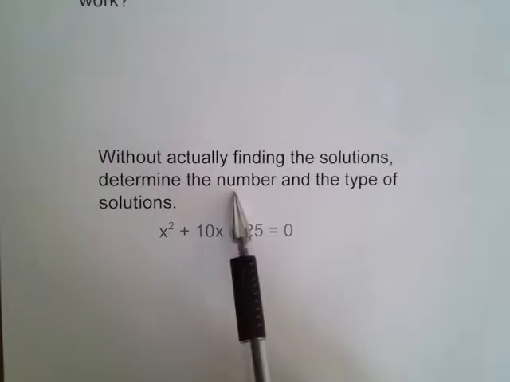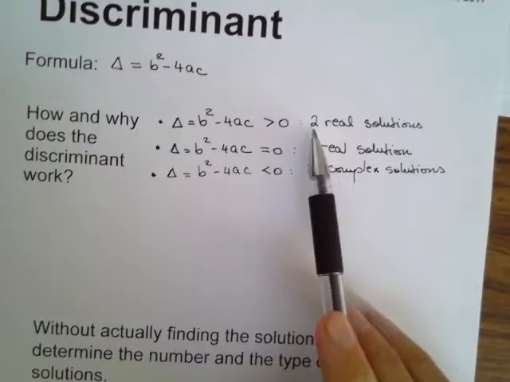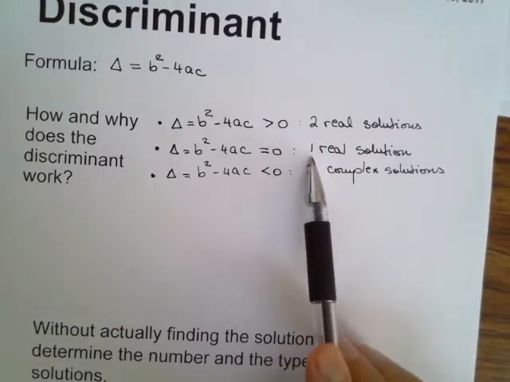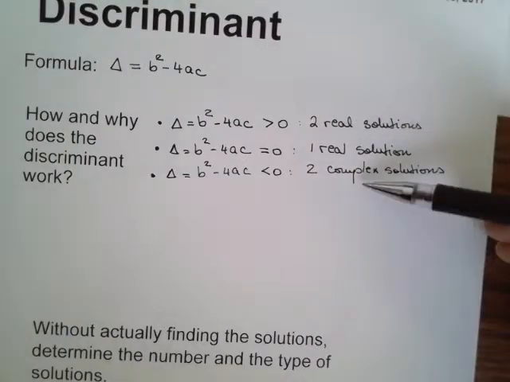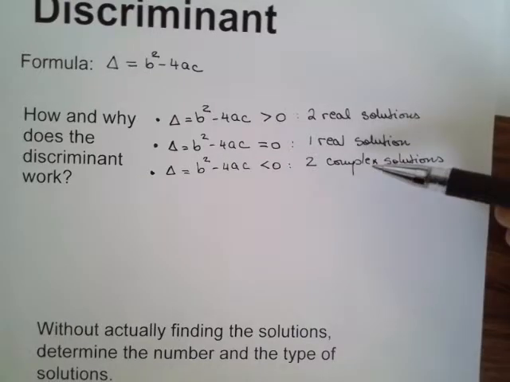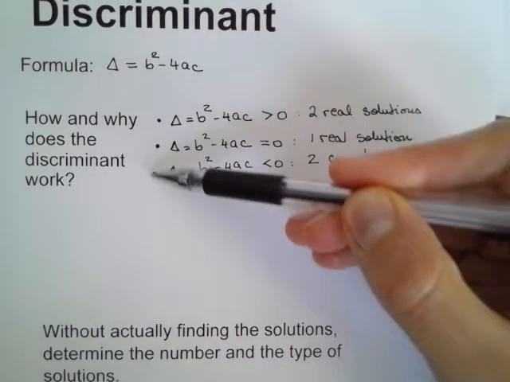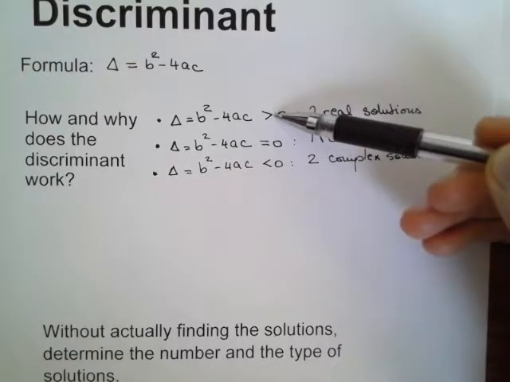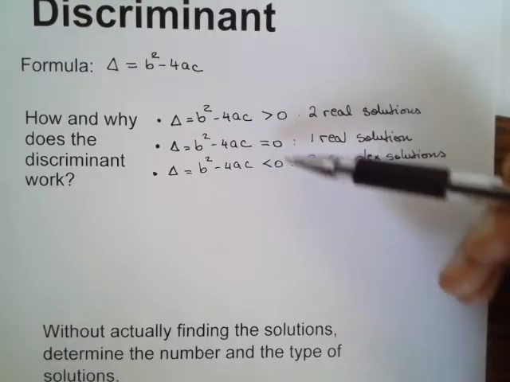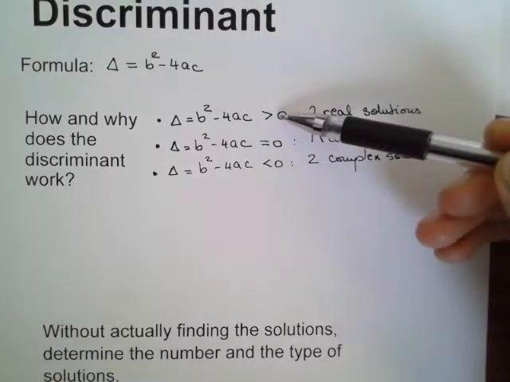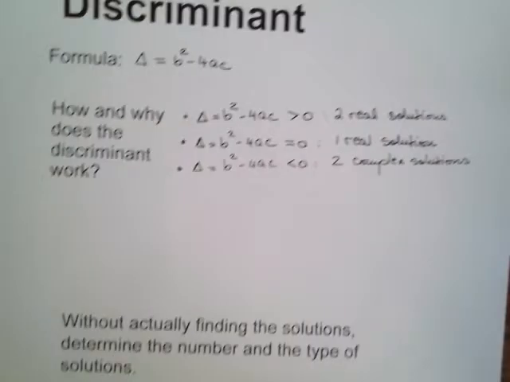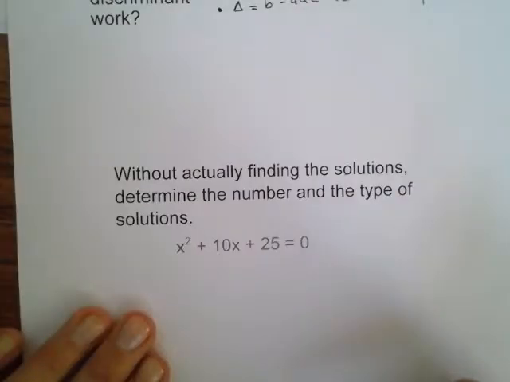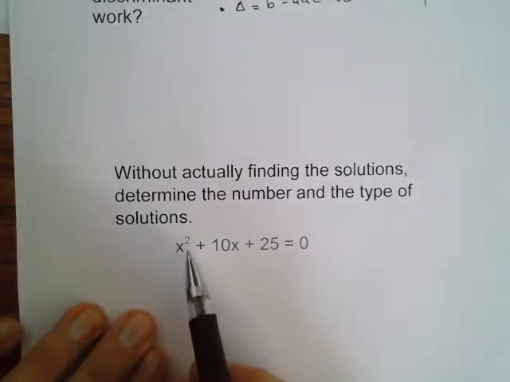That is, we need to find whether we have two or one solution, and whether the solution is a real or complex solution. So what the problem is telling me to do is to find the discriminant and see if it's positive, if it's equal to 0, or if it's negative. Based on this information, I can then draw conclusions about my solution. So let's go back to our example. Our quadratic equation is x squared plus 10x plus 25 equals 0.